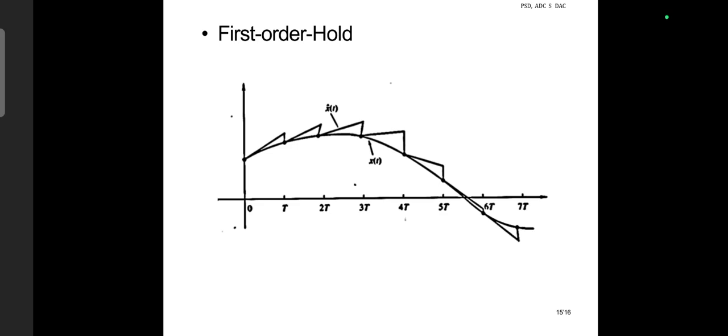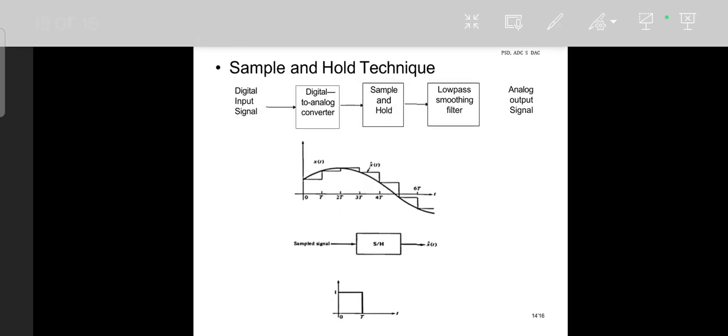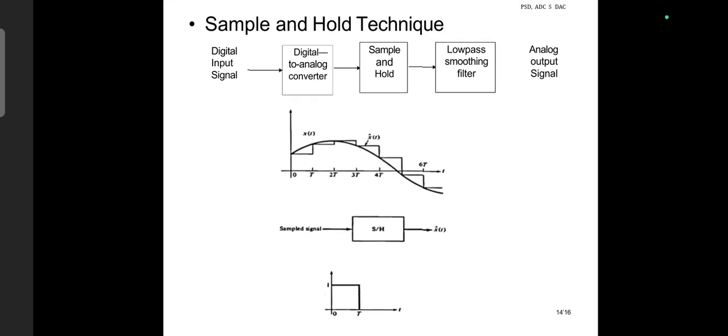So before moving to first order hold, let us understand the waveform conceptually. Suppose the first sample has a certain amplitude. The sample and hold circuit maintains the amplitude until the next sample arrives. When the next sample arrives, the output changes to a new value and holds that value. This process continues for every sample. Therefore, the output has a staircase appearance.